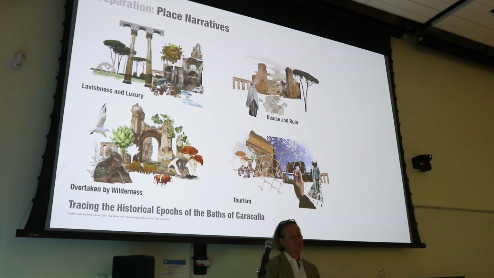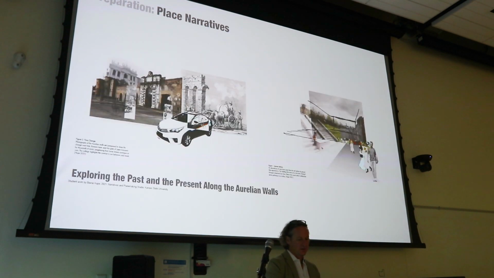Another Emily looked at the baths of Caracalla. We have other names. And the baths of Caracalla, which at one time was probably the most lavish place in Rome outside of the emperor's palace, a place of luxury that when the Western Roman Empire fell into ruin, was overtaken by wilderness, and some people started to farm there. And now today it's mostly fenced off, and it's a tourist site. It's a static tourist site that people can take photos of, but it's not a bath anymore.